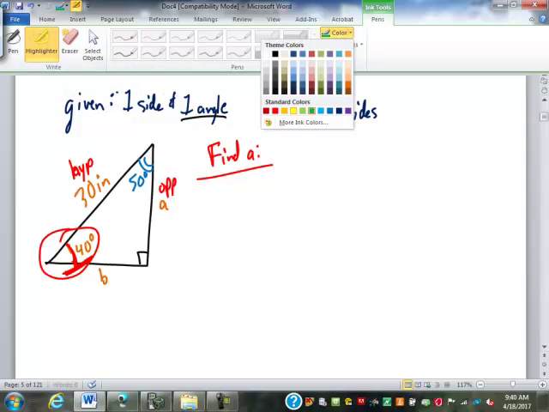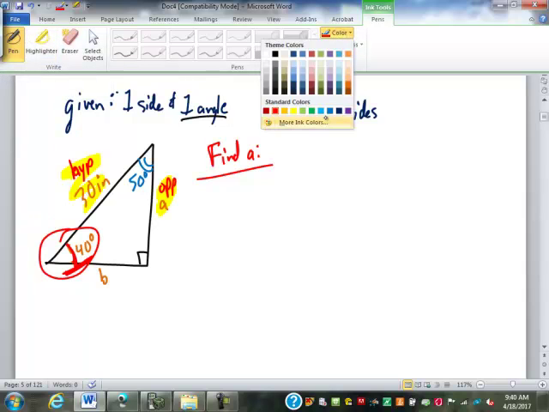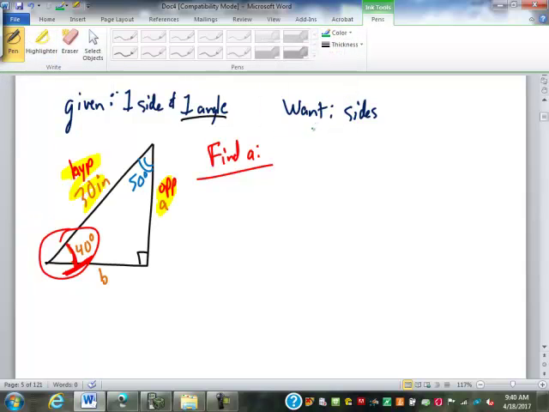I was given the hypotenuse. I'm trying to find the opposite side. So I'm working with hypotenuse and opposite. Looking at my trig functions, what trig function involves the hypotenuse and the opposite side? Sine of an angle is opposite over hypotenuse. You could also use the cosecant, but the cosecant does not appear on our calculator, so we don't want it.